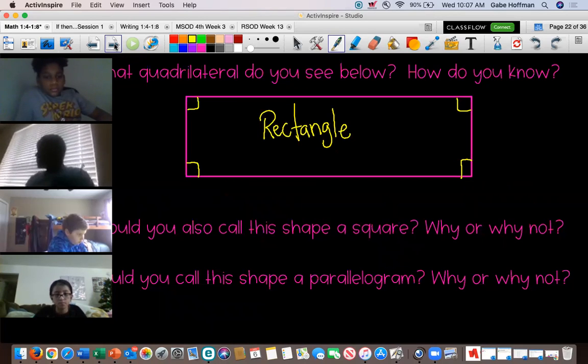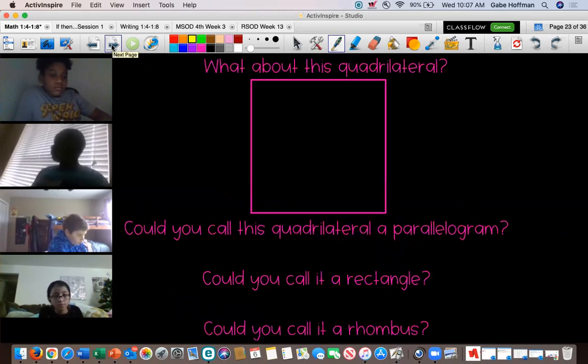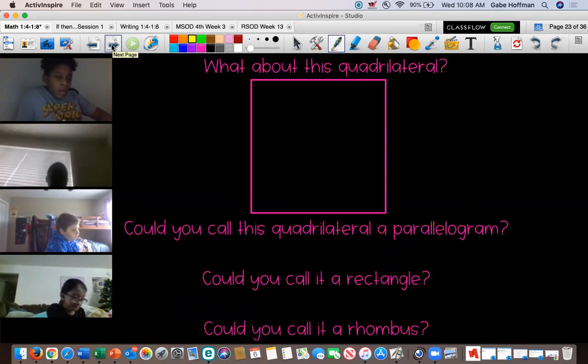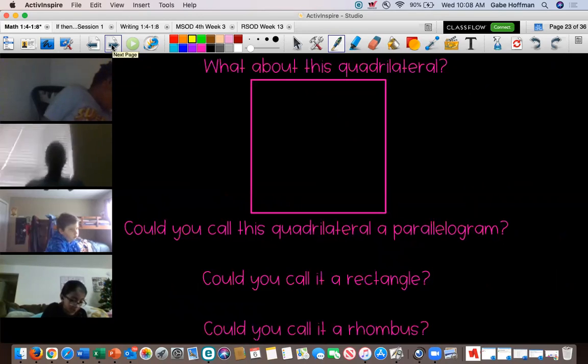All right, here's another one. You've got 30 seconds to write down the best name for that quadrilateral.